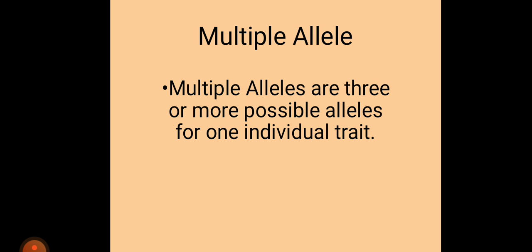Multiple alleles. Multiple alleles are three or more possible alleles for one individual trait. Multiple alleles exist in a population when there are many variations of a gene present. In organisms with two copies of every gene, also known as diploid organisms, each organism has the ability to express two alleles at the same time. They can be the same allele, which is called a homozygous genotype.